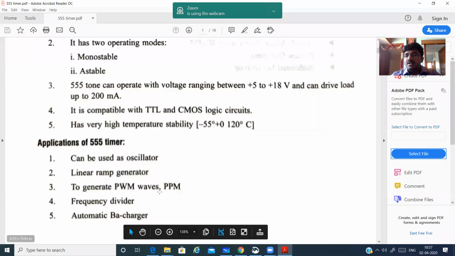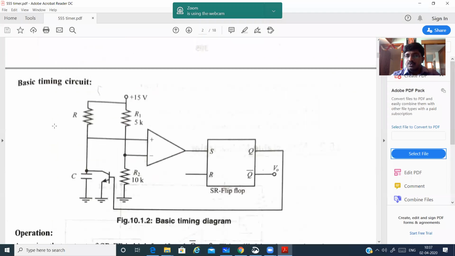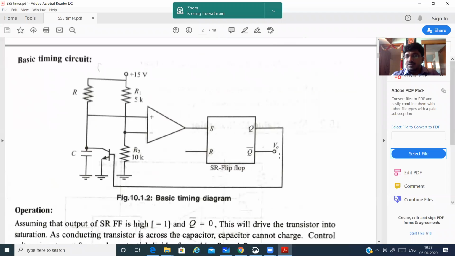After that, frequency divider. In order to divide the frequencies, we are going to use this, and automatic battery charger. So in battery chargers also we can use it. The basic timing diagram will be like this. So this is the basic working of the 555 timer IC. If you understand this working, you can easily analyze astable, monostable, or any complex circuit.